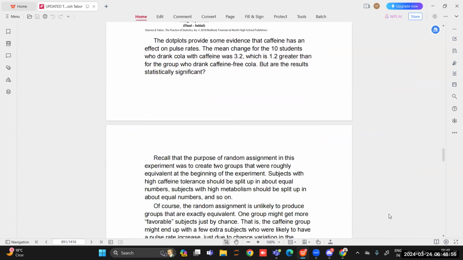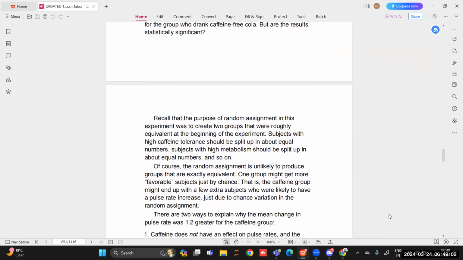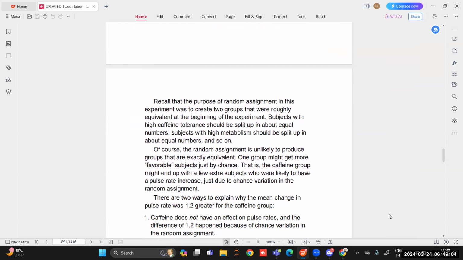Recall that the purpose of random assignment in this experiment was to create two groups that were roughly equivalent at the beginning of the experiment. Subjects with high caffeine tolerance should be split up into about equal numbers. Subjects with high metabolism should be split up in about equal numbers. So depending upon the similarities, we have learned randomized block design, where we used to make two blocks depending on the similarities.